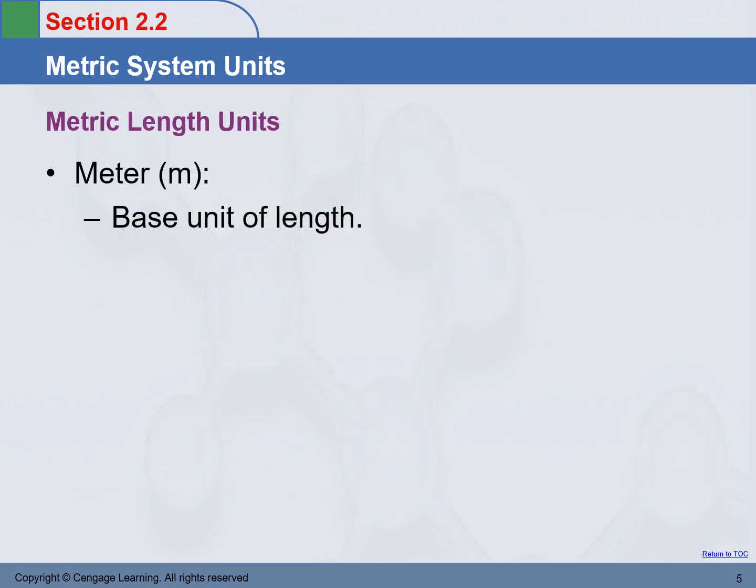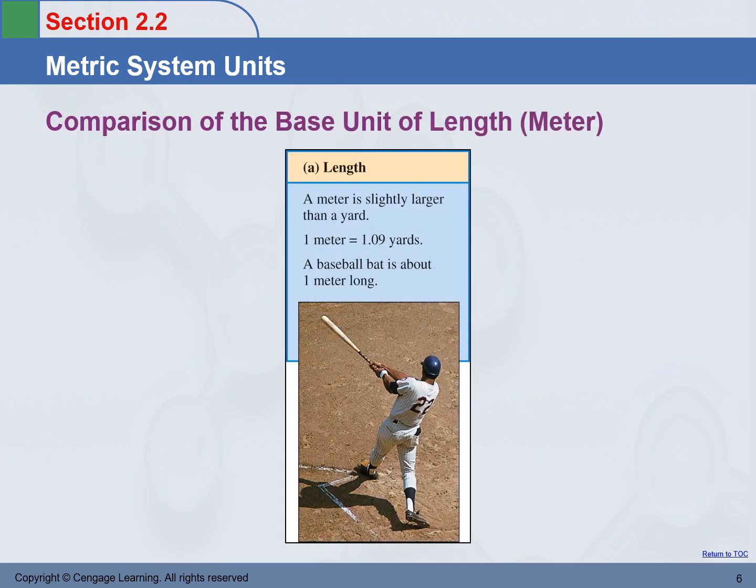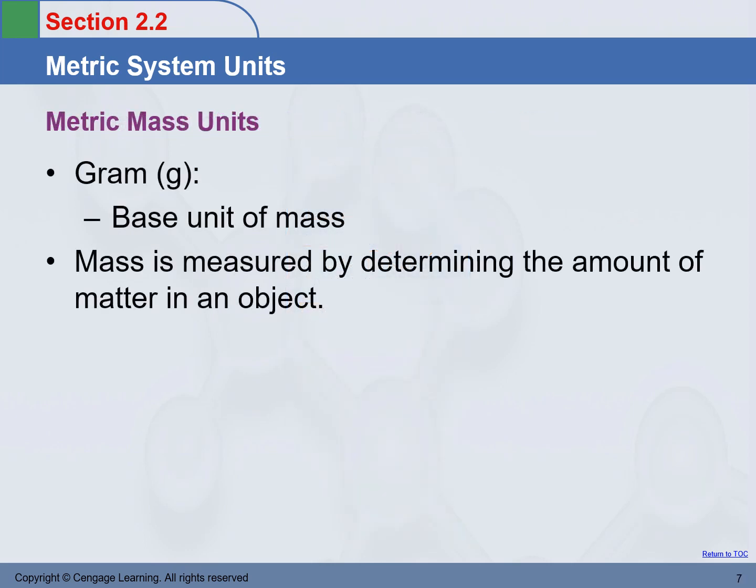Now, what we are going to talk about in the next few slides, very likely all of us know already. Okay, the basic unit for length is meter. Length is the distance between 2 points. A meter is a little longer than a yard, about 1.09 yards. The base unit for mass is gram.